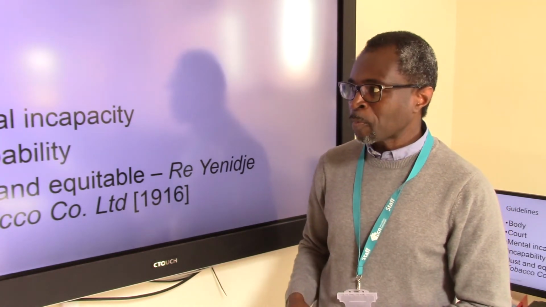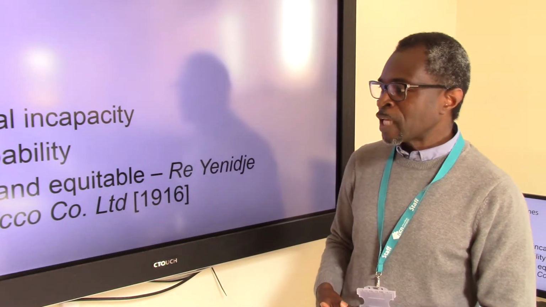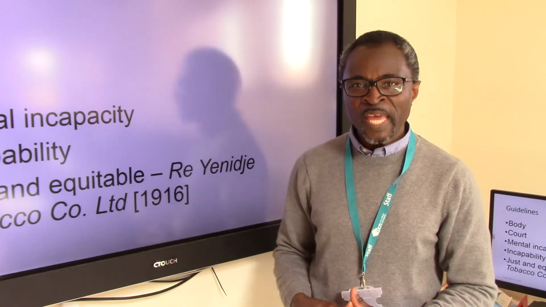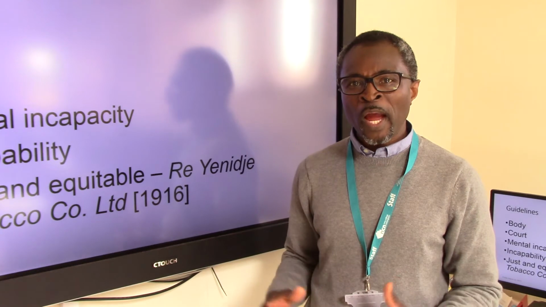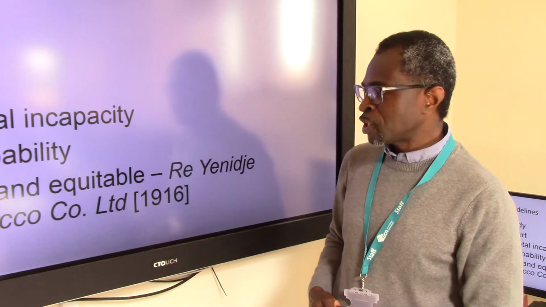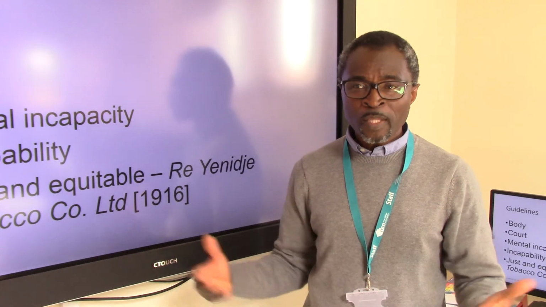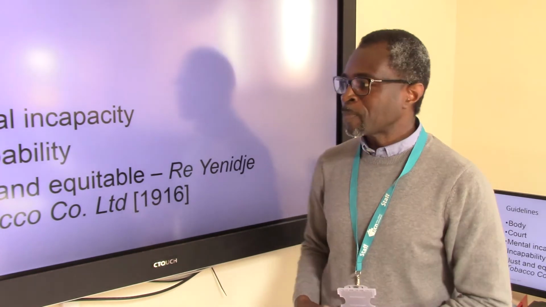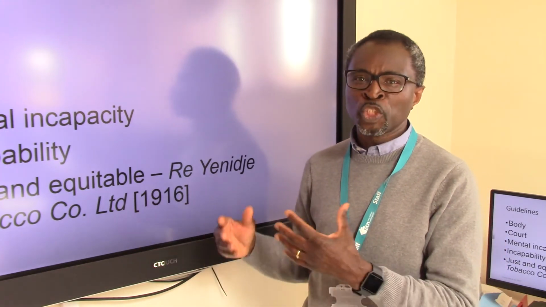The next and final point to do with seeking the court's permission is where it's just and equitable to end the partnership. And that's a bit of a vague point, but it simply means that there is no reason why the firm should carry on because things are just not working out. So in the case of Re Yenidje Tobacco Company Limited in 1916, the main problem here was that the partners had fallen out so badly that they weren't even communicating or talking to each other. In that particular case, it is very evident that the courts will deem it to be just and equitable.